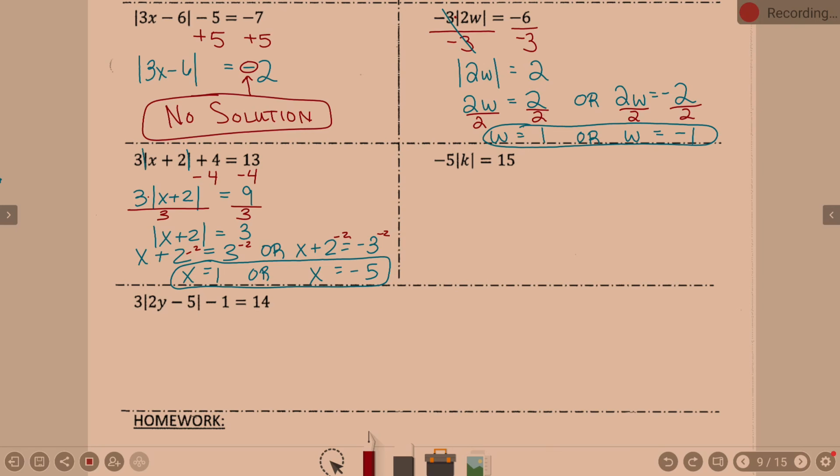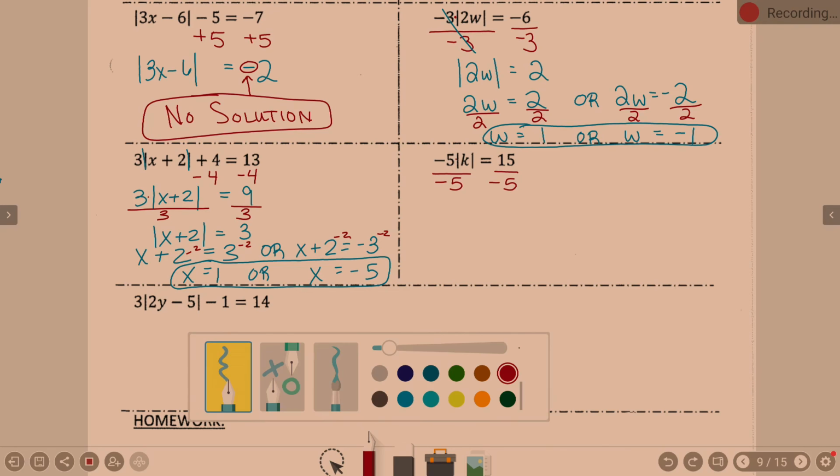So how do I move the negative 5? You divide the 5. It's negative 5 times absolute value k, so we're going to divide by negative 5. It's gonna be negative 3.